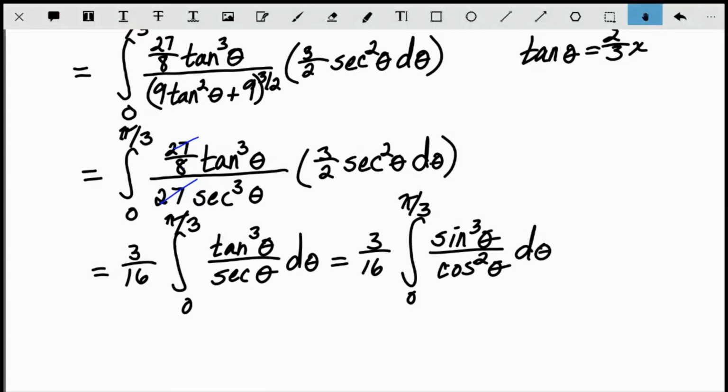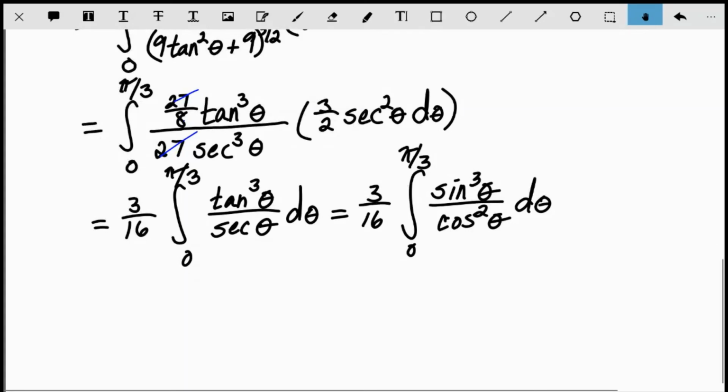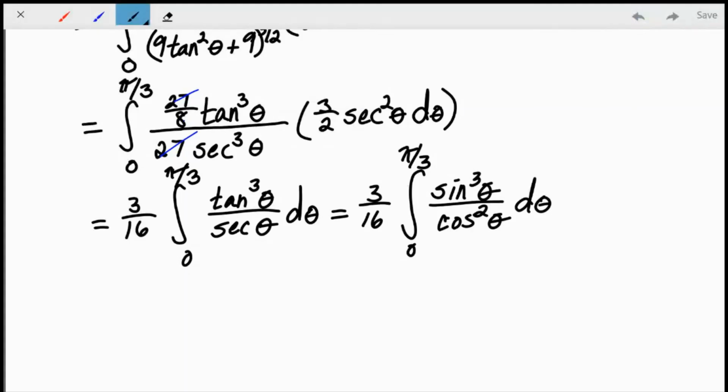Okay, so now we're at really the hard part of the problem, because we have to figure out how we are going to deal with this. We've got a sine cubed, we've got a cosine squared. We can't do a direct substitution right now. We have to start thinking about how we can manipulate this. And like I said before, this is where you're typically going to get stuck. So you've got to think about different ways you can manipulate the expression.